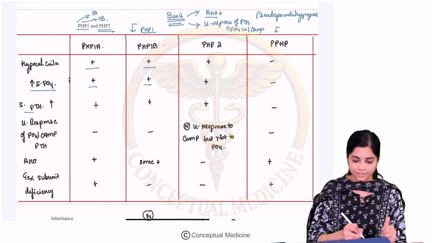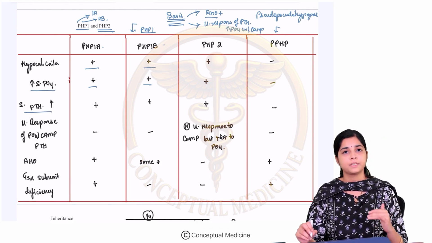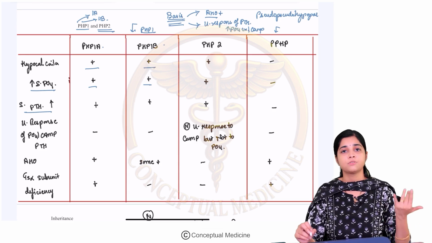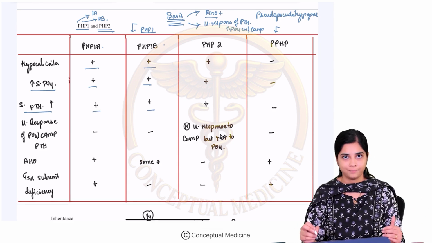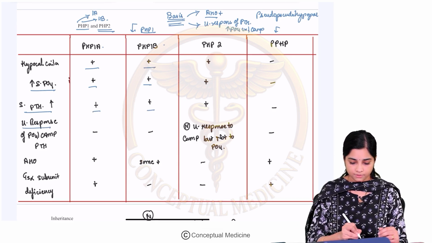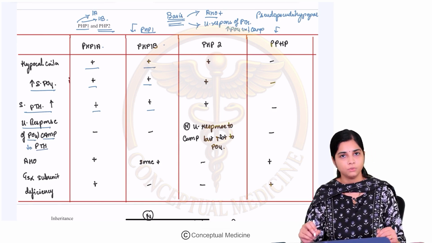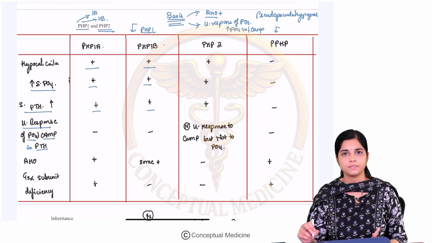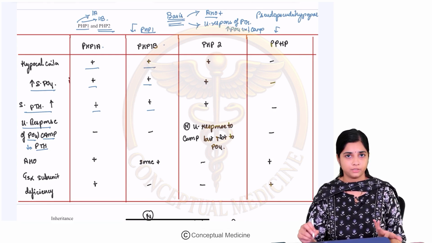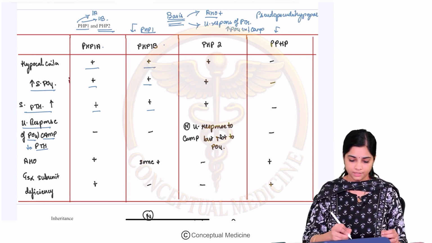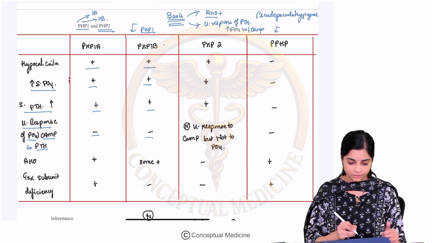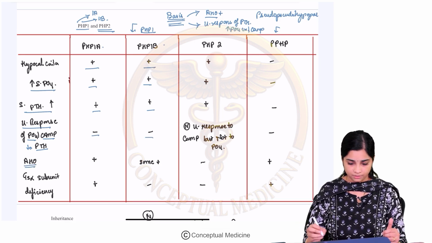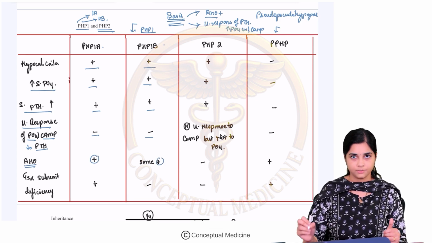Agreed. Serum PTH will be high or low? Yes, there is a resistance to action of PTH, so PTH will be high. Till here clear. Then, urinary response of phosphate or cAMP to PTH, will it be present? No, because PTH is not able to act on the distal convoluted tubule of the kidney. It is not able to cause phosphate excretion. So, if you check the urine phosphate, it will not be there. So, it is absent. Will you have your Albright hereditary osteodystrophy? Yes, you will have your Albright hereditary osteodystrophy.